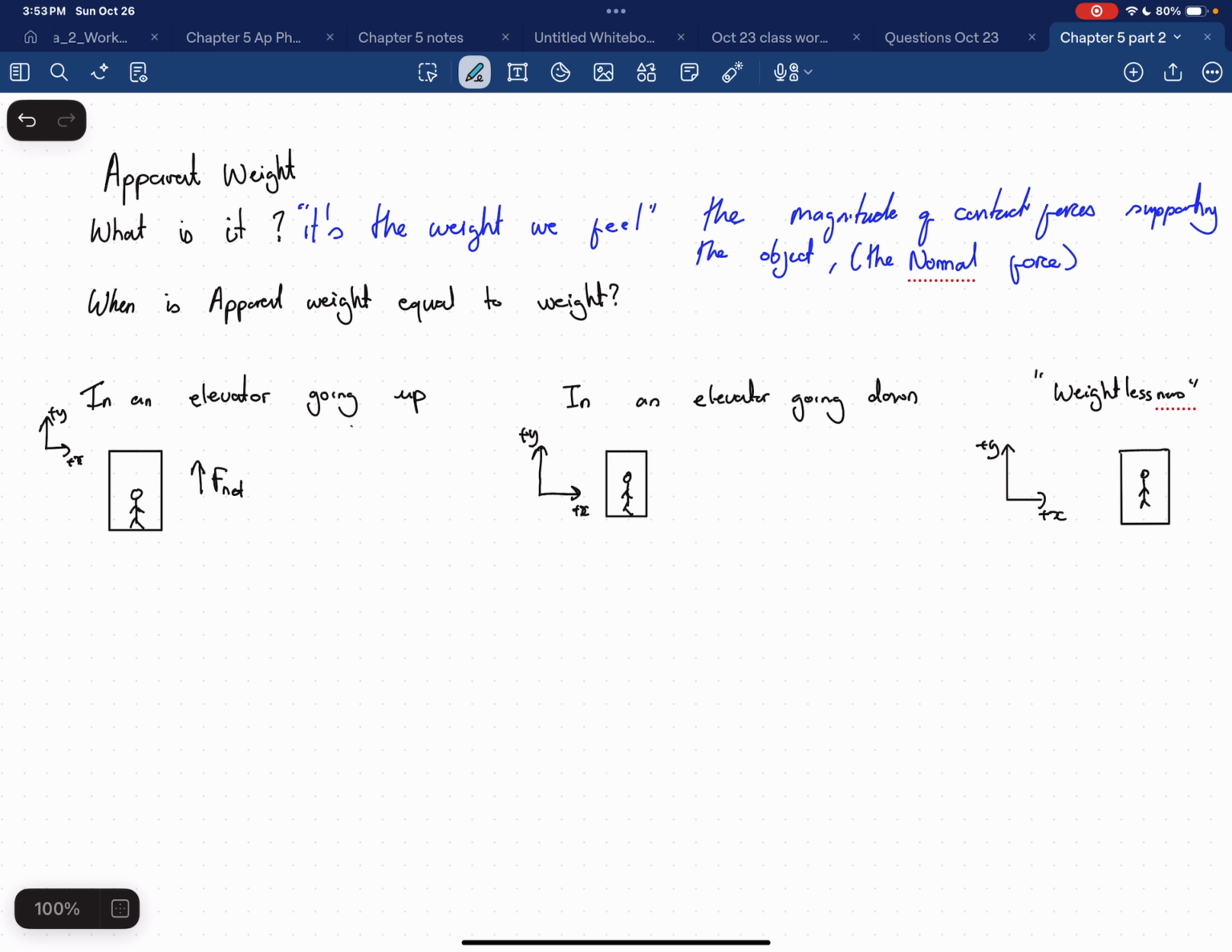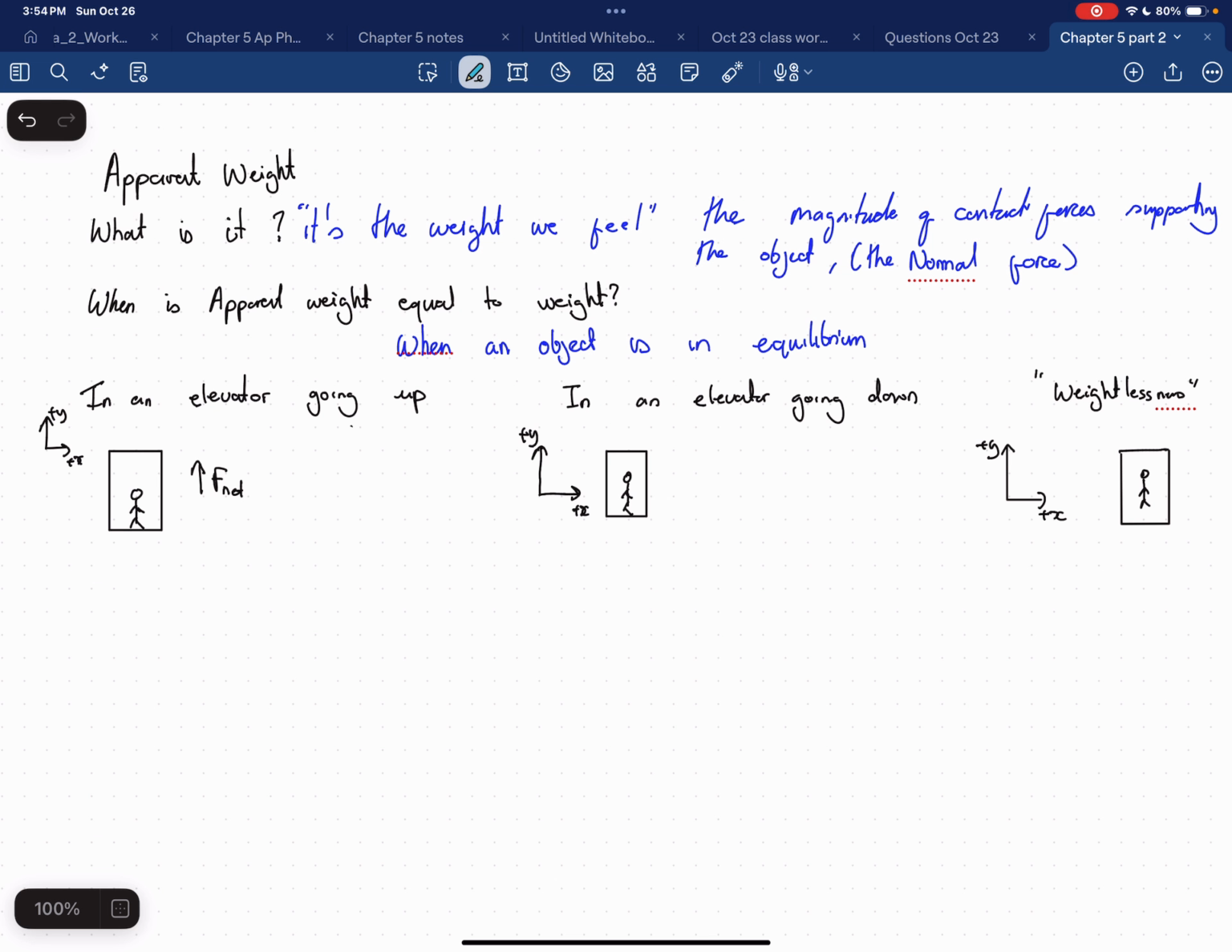So when is the apparent weight equal to our actual weight? When an object is in equilibrium. Our apparent weight will be equal to our actual weight when an object is in equilibrium.